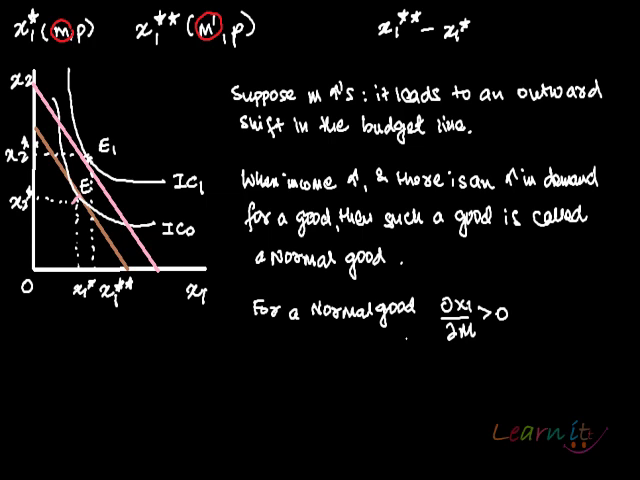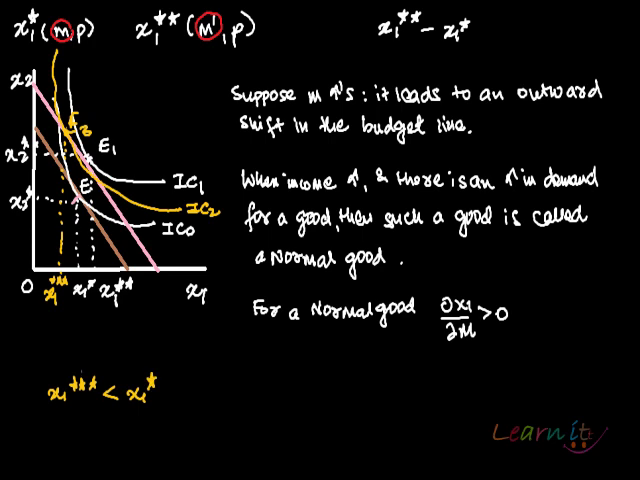Fine. And well, there could even be the case that you might have a reduction in demand for a certain good with an increase in income. So how will you draw such a curve? Say with an increase in income, you have a curve like this, say IC2. This is the equilibrium E3, where your IC2 is tangent to this pink budget line, and you are consuming, say, x1 triple star, and you can see that x1 triple star is definitely less than x1 star.